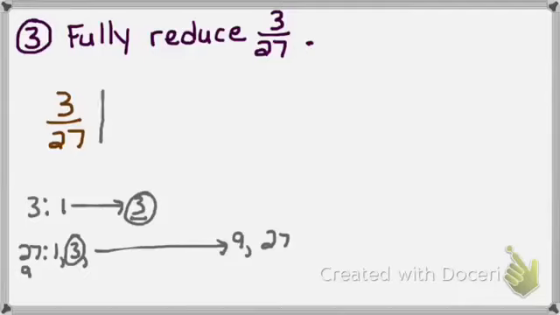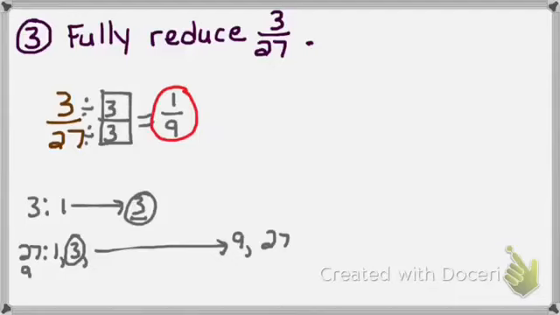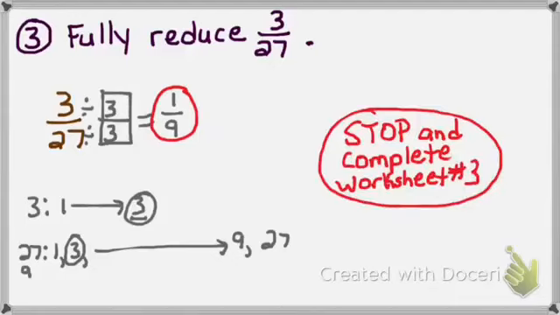Do I see a 3 as a factor of 27? Yes, I do. So that GCF of 3 will go in both the numerator and denominator of my window box, which makes it like I'm dividing by 1. I want to simplify or reduce or put in lowest terms, so I want to divide to get smaller digits. Don't forget your equal sign. 3 divided by 3 equals 1. 27 divided by 3 equals 9. So when I fully reduce 3/27, the answer is 1/9. Please stop the video and complete worksheet number 3 right now.